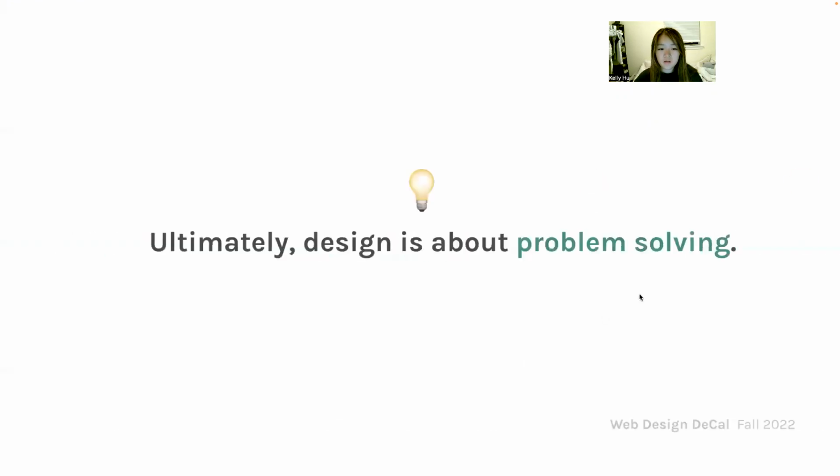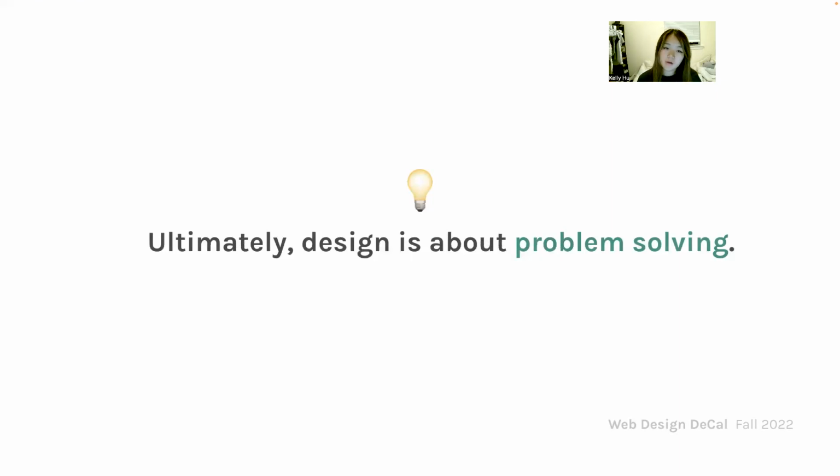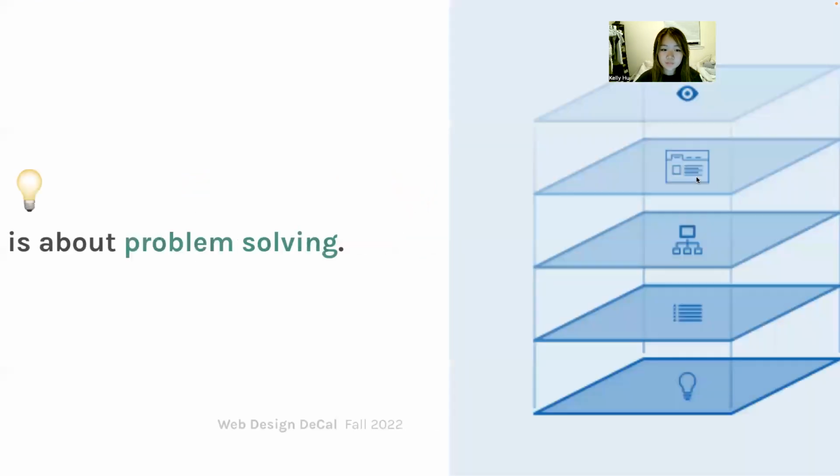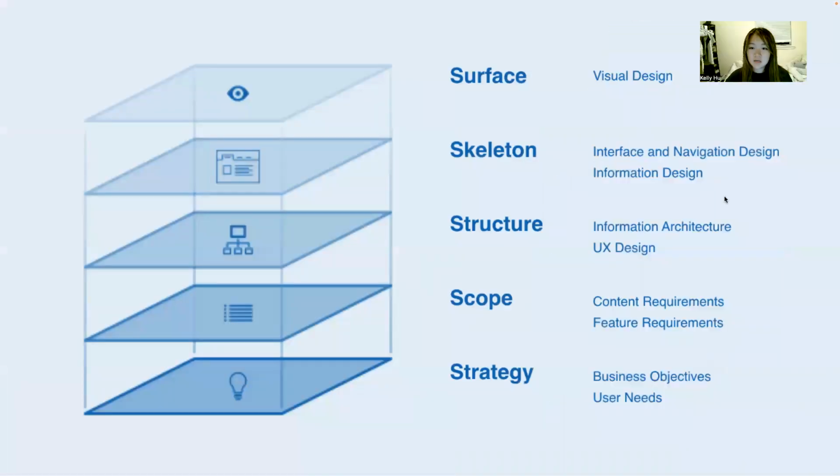And ultimately, it's all about how to break down those problems and solve it for whoever users will be using your apps, using your products, whether it's a digital context or a physical context. So we like to break it down with this model where we start from the bottom up. The first being the strategy that goes into designing, which includes the business objectives, the user's needs, and this is where we like to start off in terms of our thinking.